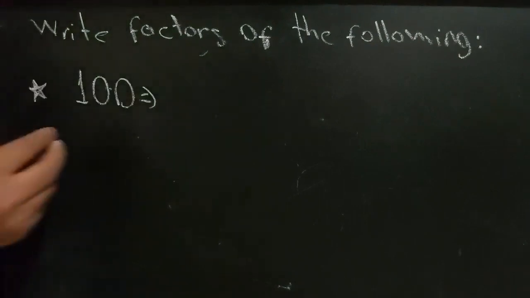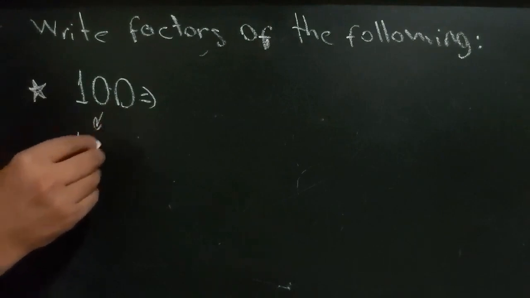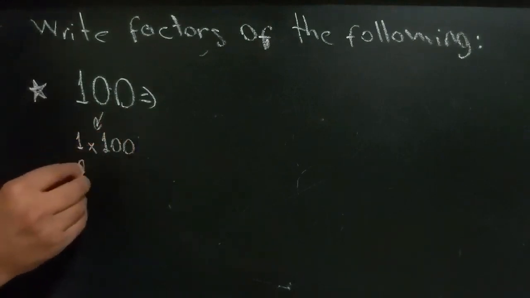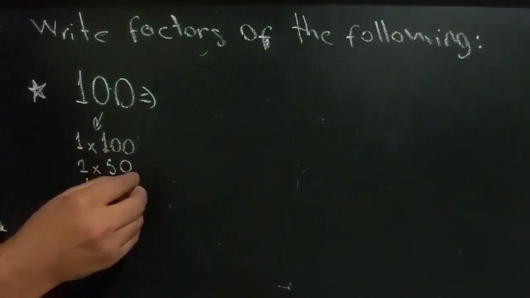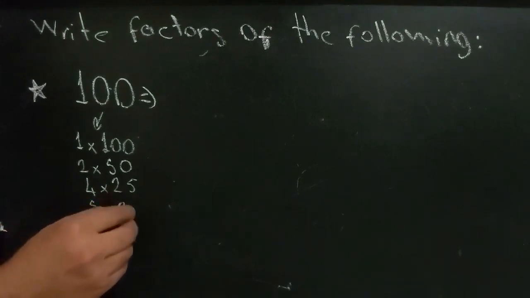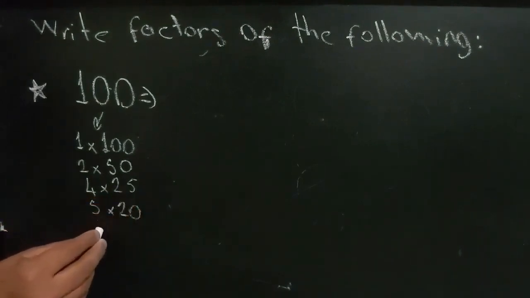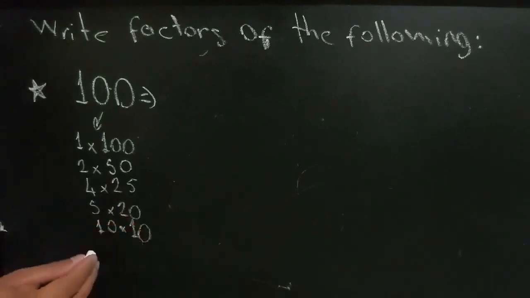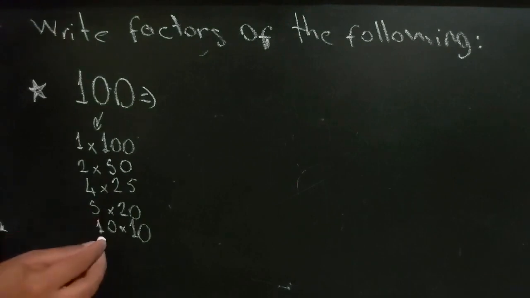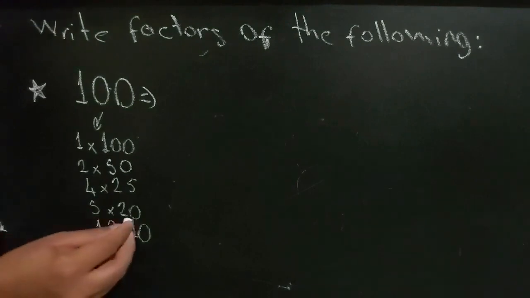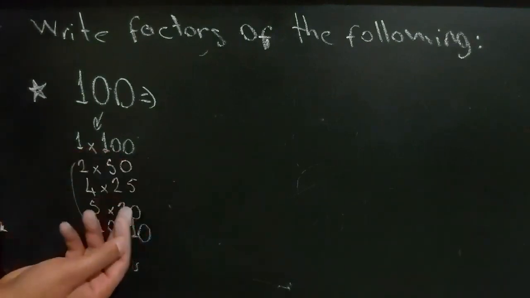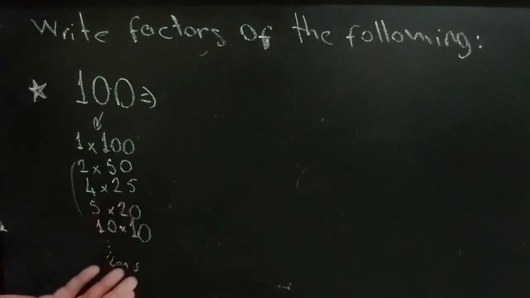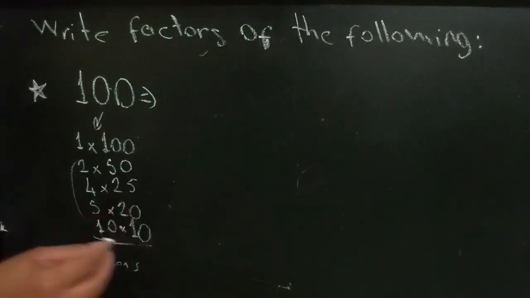Let's have a look. 100. 100 is 1 times 100, 2 times 50, 3 no, 4 times 25, 5 times 20, 6 no, 7, 8, 9 no, 10 times 10. And after that point, when you go like that, you will come to 20 times 5 again. That means you're going to repeat those numbers, just changing the place of them. And you don't need to do that one. So that's why you stop here.